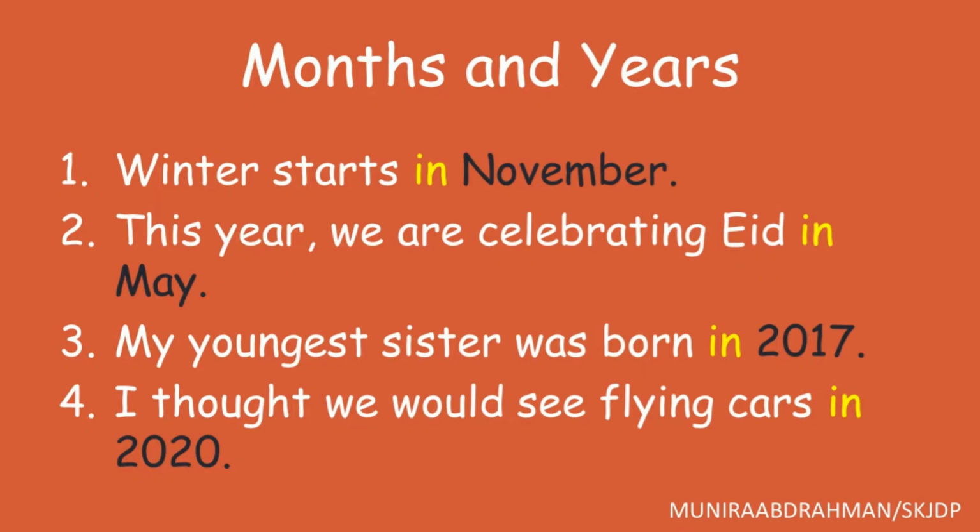Okay, number 1, winter starts in November. In November. Number 2, this year we are celebrating Eid in May. Number 3, my younger sister was born in 2017. Number 4, I thought we could see flying cars in 2020. Okay, so do you understand how to use these words in sentences now?